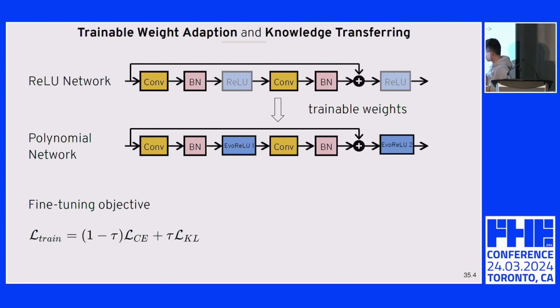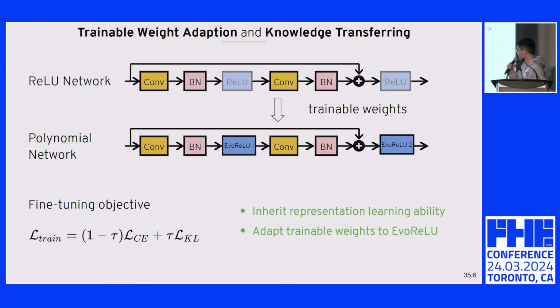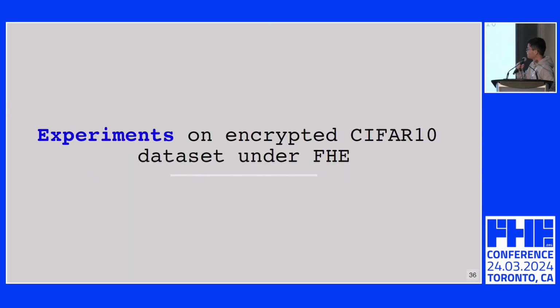So the first objective is cross entropy loss, and the second objective is KL divergence loss. With KL divergence loss, we just push the ReLU output and the polynomial output close to each other. In that case, the polynomial networks can inherit the representation learning ability from the ReLU network, because we know the ReLU network has better representation learning ability compared to the polynomial network. And we used the pre-trained ReLU networks, so we have better training efficiency. We just adapt the trainable weights to the polynomials.